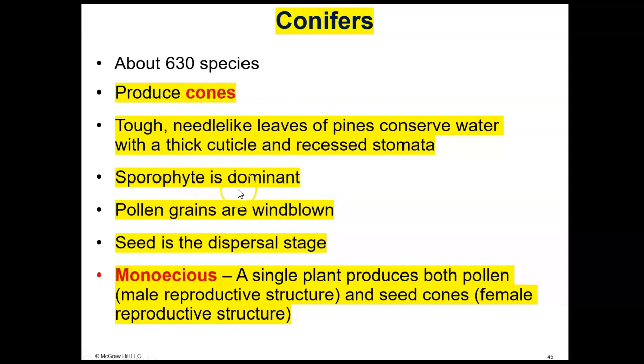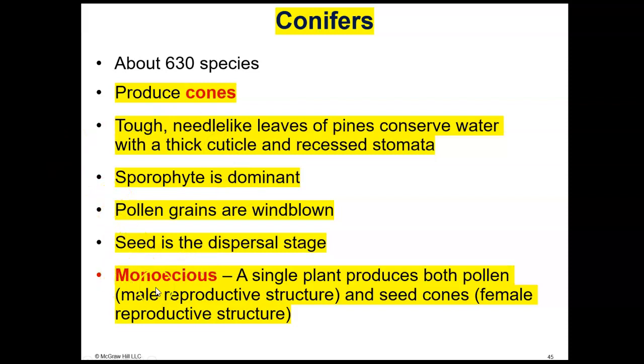The dominant stage is the sporophyte generation, of course, because the sporophyte generation is dominant in all the plant groups except the bryophytes. The pollen grains are wind-blown, and the dispersal stage is the seed.